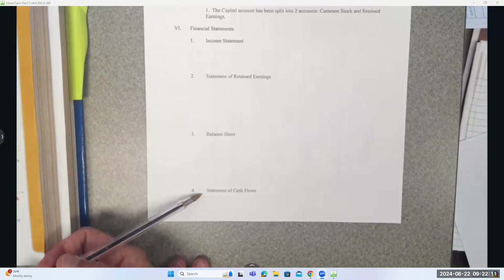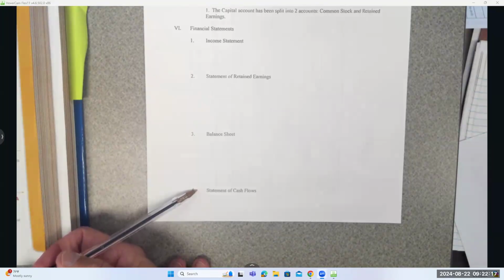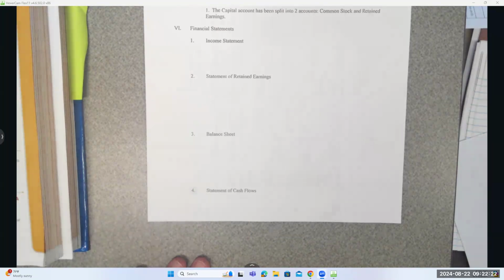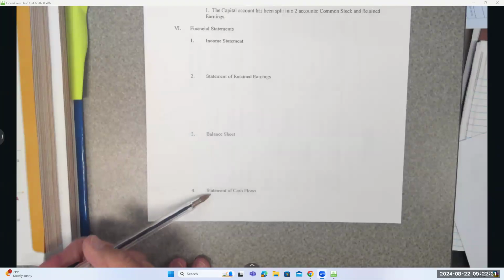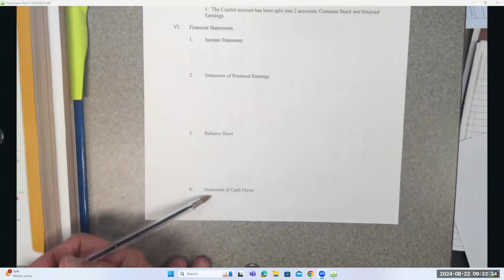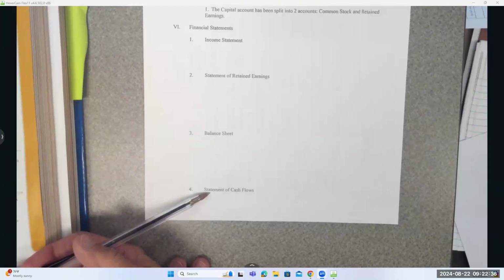Our financial statements are basically the same with one name change and one addition down here at the bottom. There are technically 4 required financial statements that have to be prepared in every annual report: the income statement, what used to be the statement of owner's equity, which is now the statement of retained earnings now that we are a corporation, the balance sheet, and the statement of cash flows. The statement of cash flows we have not talked about as yet, and we will not until we get to chapter 12, because it has a whole chapter devoted to how to prepare it.